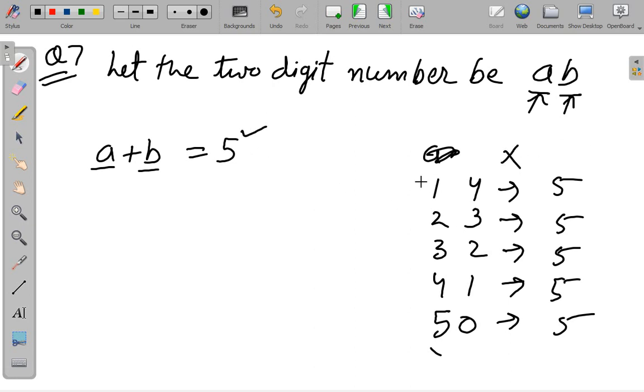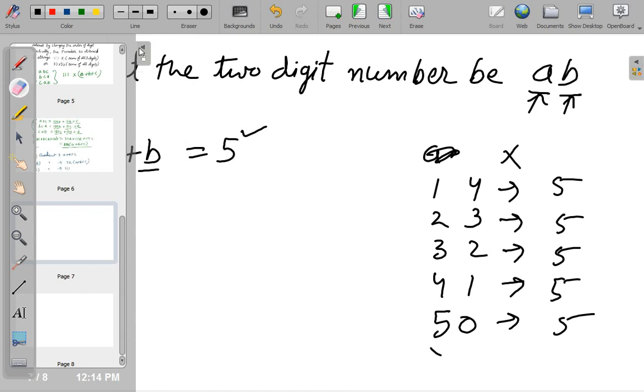So all of these are 2-digit numbers in which the sum of digits is 5. No need to write this, I have just written this down to explain. If the numbers obtained by reversing the order of the digits, okay, the original 2-digit number is AB, and A plus B is given to you as 5.